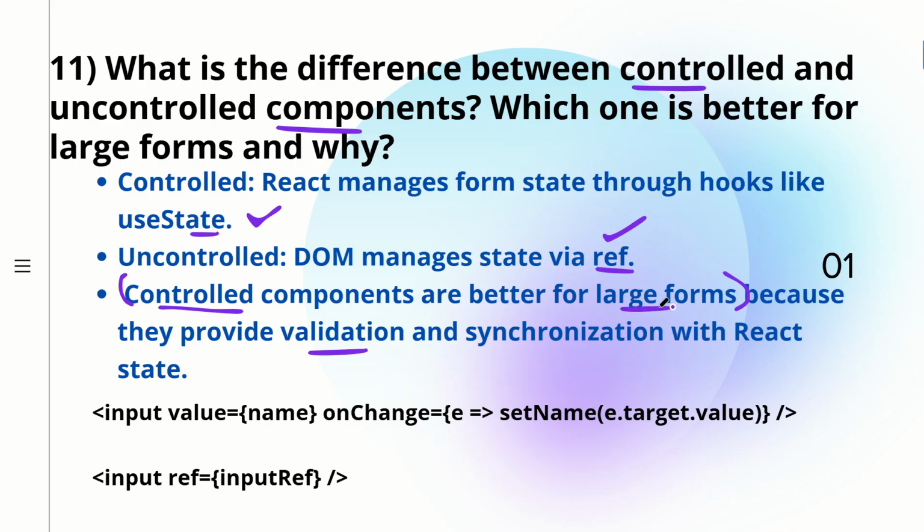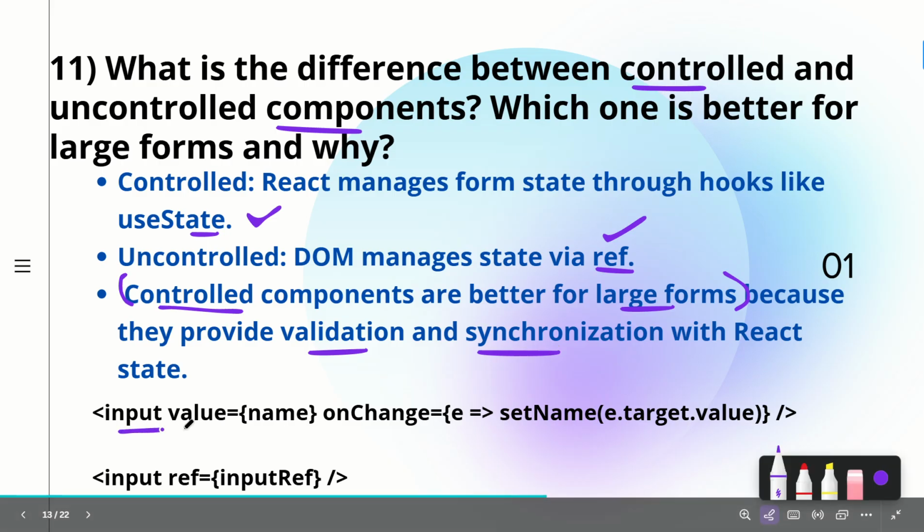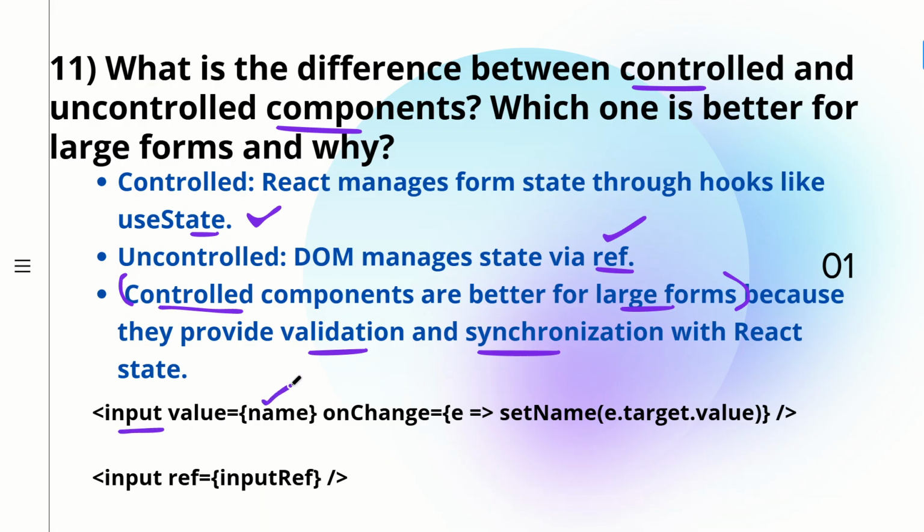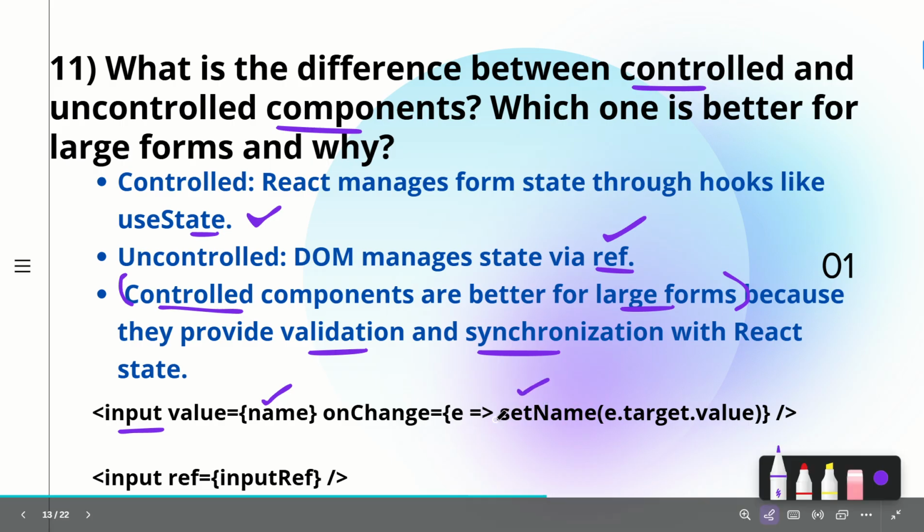So for large forms, you can make use of the controlled component because it provides us the ability to provide validation and synchronization with the React state. And you can see the example here. We have an input element and we are making use of useState, that is name and setName. So this is basically a useState hook. If you're making use of this, that is useState, this is your controlled component. And if you are making use of useRef, then it becomes an uncontrolled component.